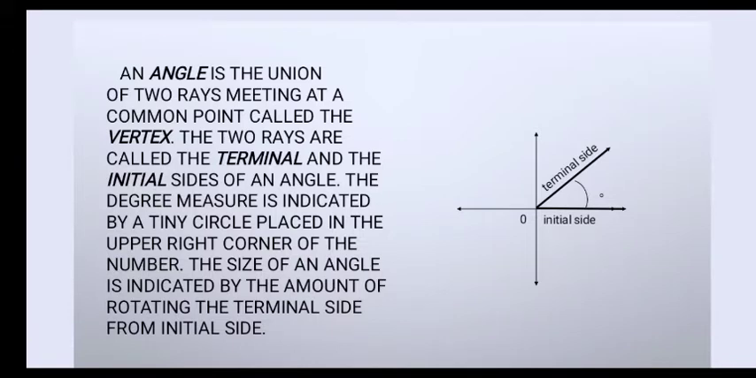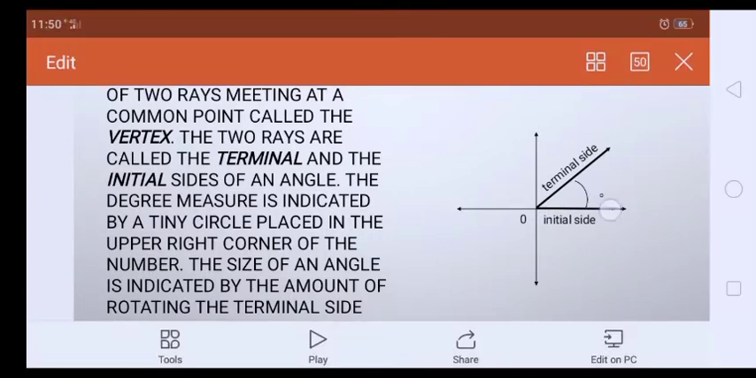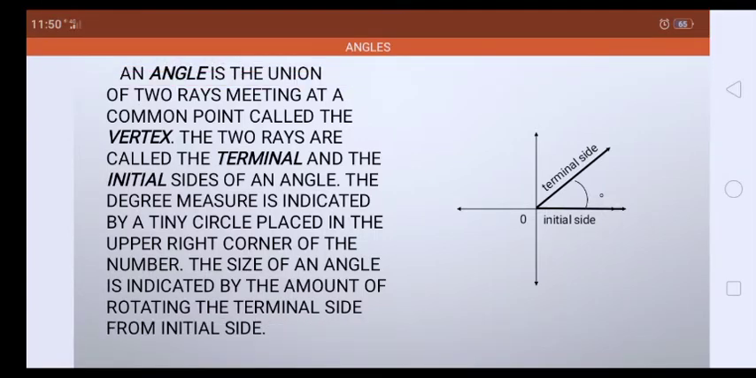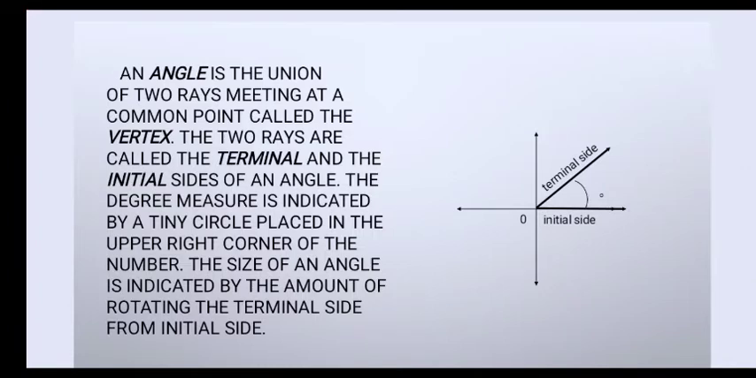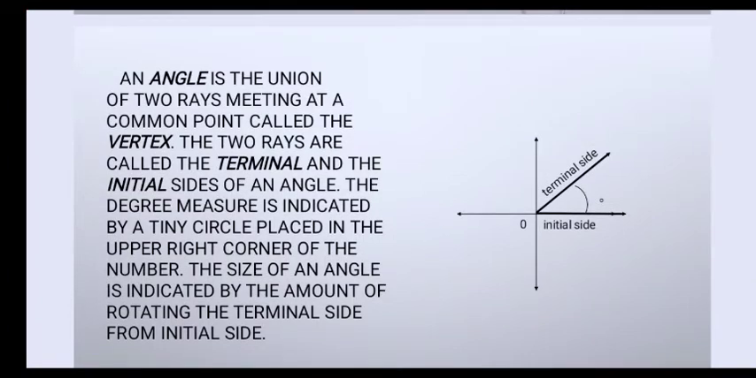The size of an angle is indicated by the amount of rotating the terminal side from the initial side. So, ang initial side natin is located at our x-axis, this one. And based from our definition, this is where the size of an angle was being indicated. So, from the initial side to the terminal side, yun yung magiging measurement ng angle.